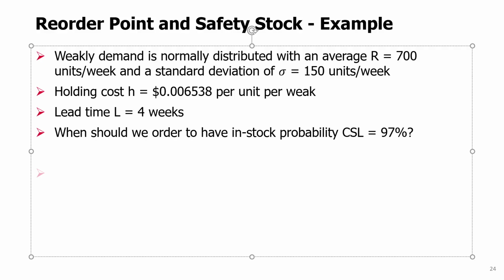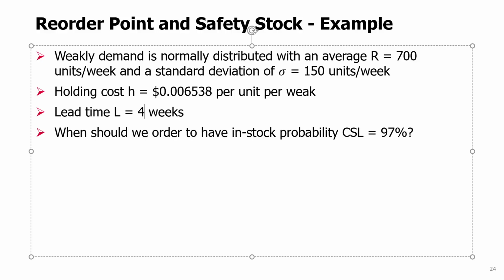Let's consider an example. Suppose weekly demand is normally distributed with R equals 700 units per week. And now we also need a standard deviation of this demand, right? So this is just an average demand per week with standard deviation 150 units per week. Suppose also that holding cost is as before and that the lead time is 4 weeks. Recall that lead time means the time from the moment we order to the moment we receive the ordered quantity.